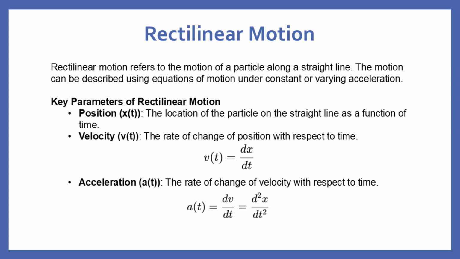Now, let's zoom in on these key parameters. Position, represented as x(t), is like the object's address on our straight-line path. It changes with time, telling us exactly where a particle is. Velocity, v(t), is the rate of change of position, how quickly that address is changing. And acceleration, a(t), is the rate of change of velocity, how quickly the speed itself is changing. Think of it like this: position is where you are, velocity is how fast you're moving, and acceleration is how quickly you're speeding up or slowing down.